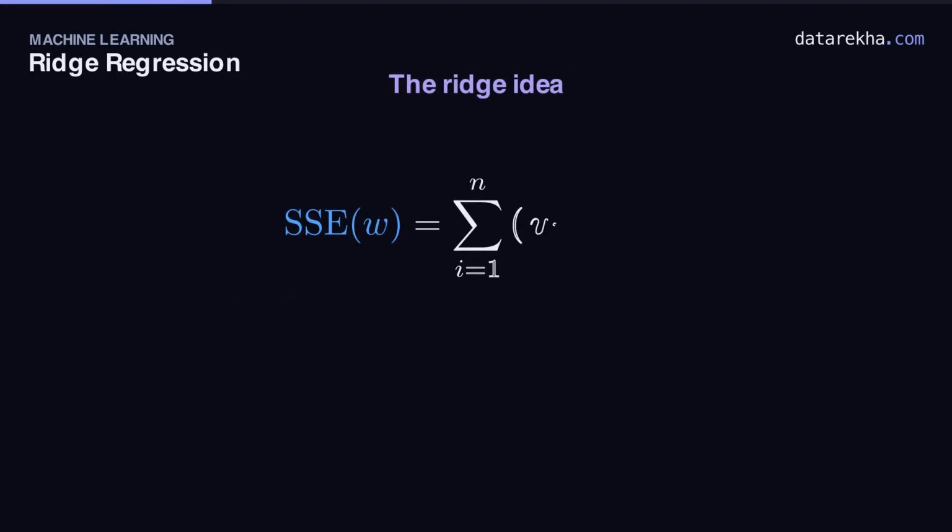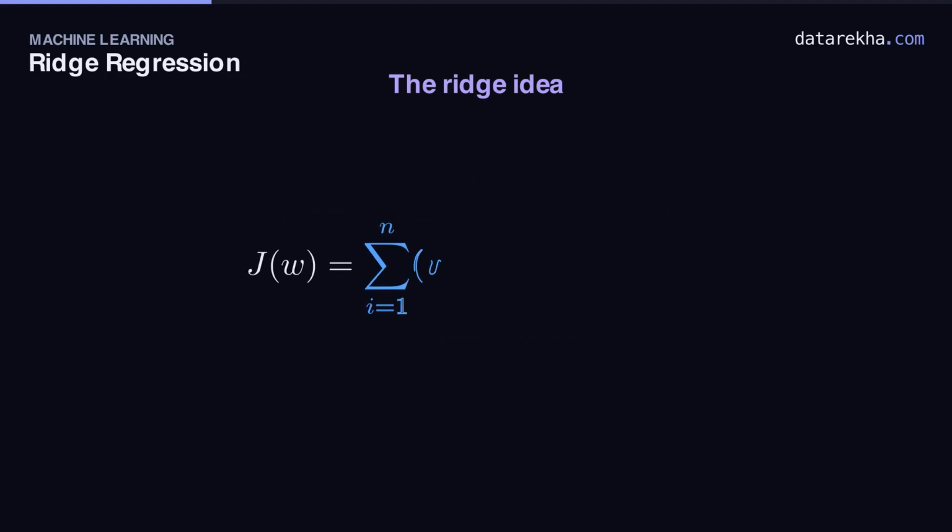Start where ordinary least squares starts. It picks the weights that make the sum of squared errors as small as possible. For every point, the true y minus the predicted y, squared, all added up. Pure fit. Ridge changes the goal with one extra term. We keep the fit error, and we add a penalty: lambda times the sum of the squared weights.